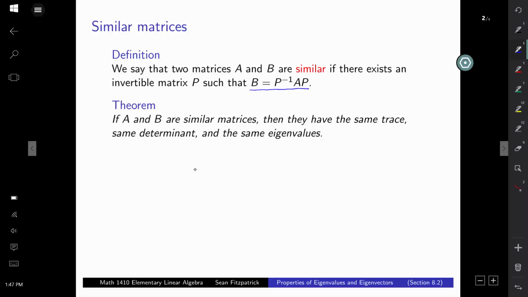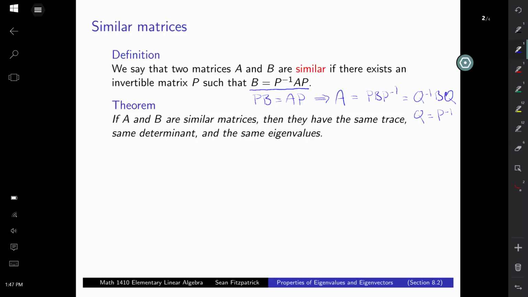And if I take this equation and multiply both sides on the left by P, then I get P times B is equal to A times P. And from there, I could go one step further and write A as P B P inverse. Or if you like, I could think of this as Q inverse B Q, where Q is the inverse of P. I could do it that way, because the inverse of the inverse gives you back the original matrix.